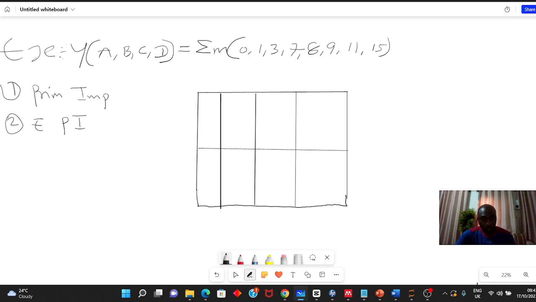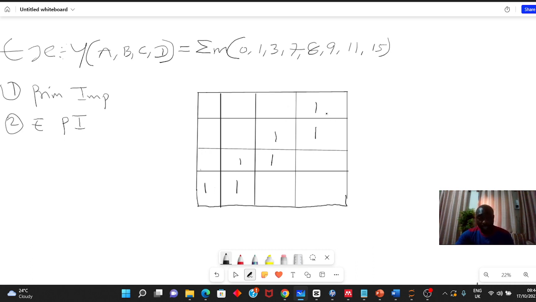Let's have our table of 16 cells, 2 raised to the power of 4. Remember, we are dealing with 4 variables, right? So let's assume we have our ones in this position. We have a 1 here, we have a 1 here. Let's assume we have it at this point, and at this point, and then lastly at this point, right?